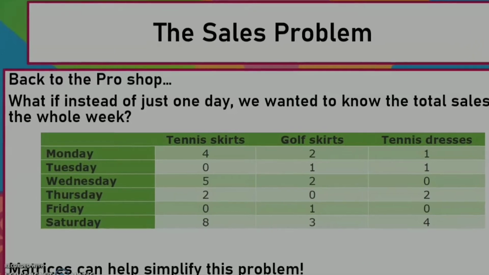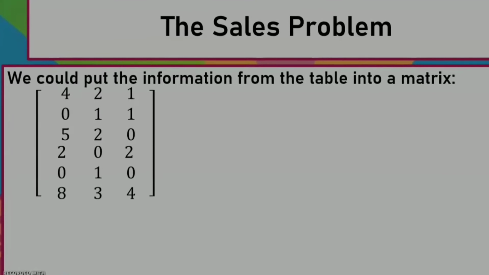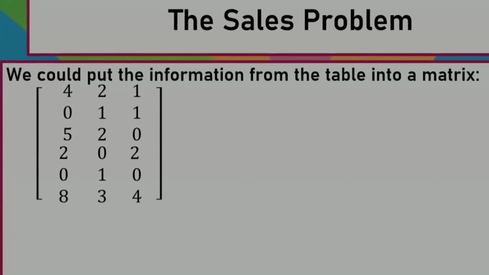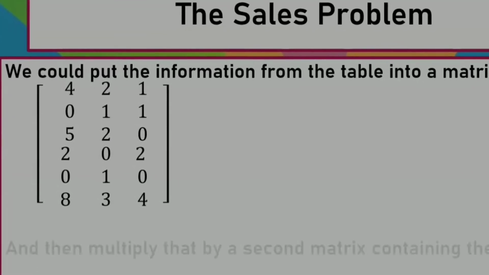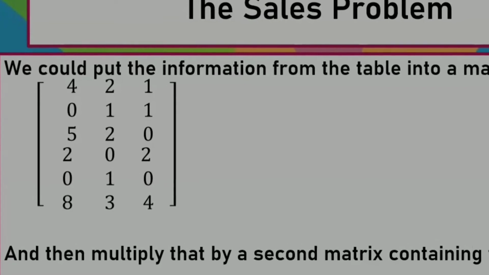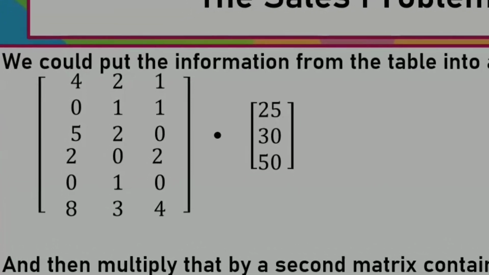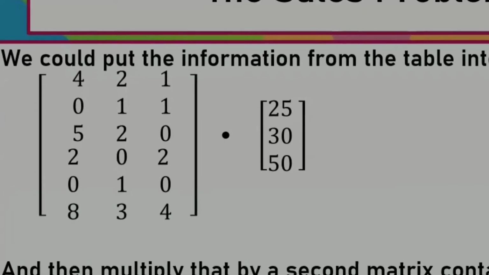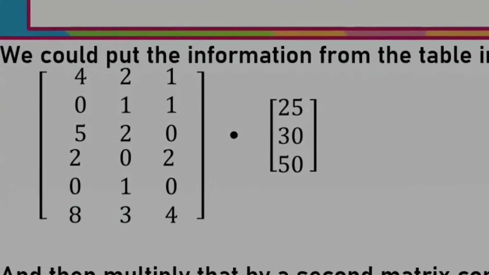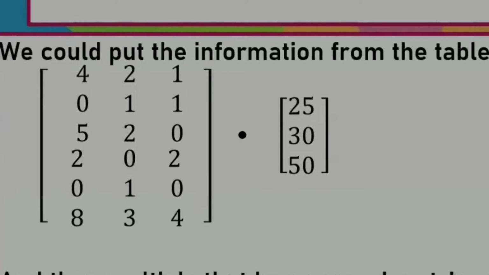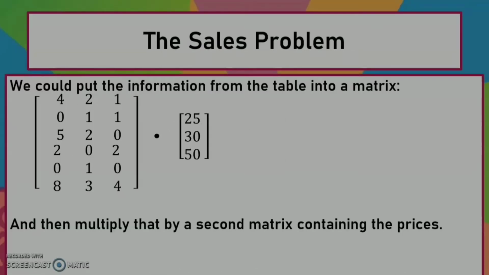Well, what if we took the numbers from the table and put it into matrices instead? Write a matrix for the information in the table, and then one for the prices. The idea is that everything in the first column is the tennis skirts, which cost $25. So all those numbers are going to get multiplied by 25. The second column is all the golf skirts, so everything inside of there is going to get multiplied by 30. And the third column are the dresses, which get multiplied by 50.